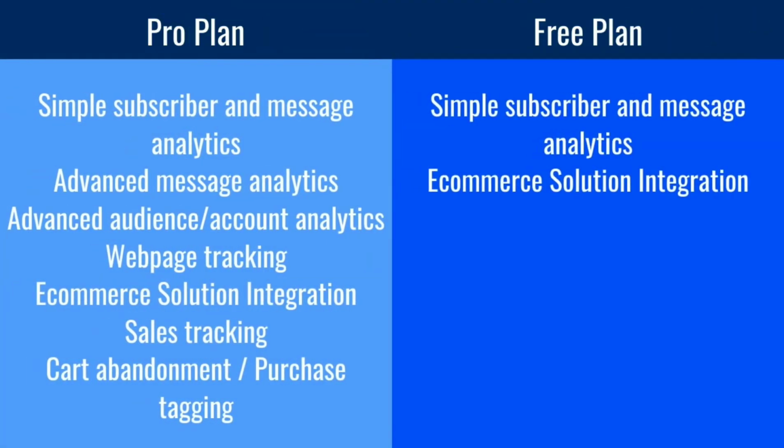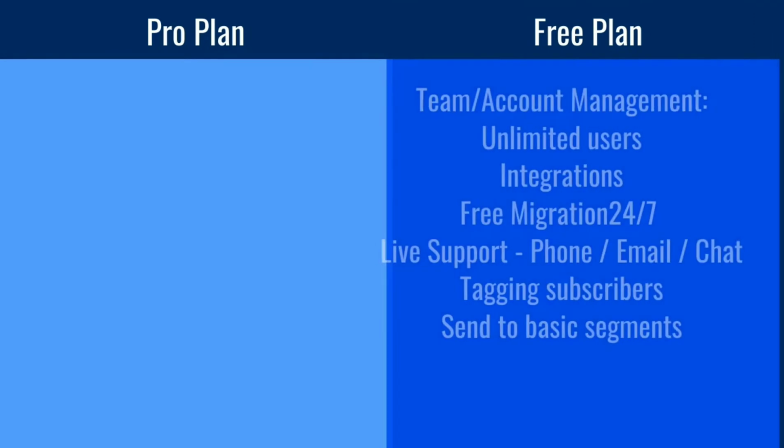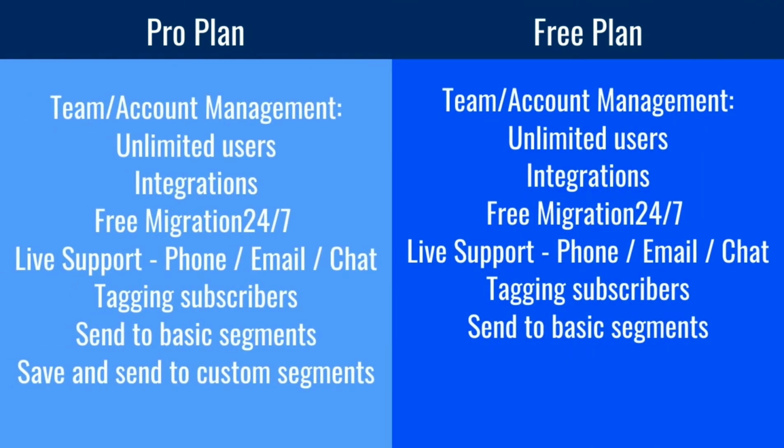Now with both the Pro plan and the free plan, you get simple subscriber and message analysis, and you get e-commerce solutions integration. Now with the Pro plan, you're going to get advanced messaging analytics, advanced audience and account analytics, web page tracking, and cart abandonment purchase tagging. So it is a little better to go to the Pro plan if you sell stuff online. But you can totally start out with a free plan.